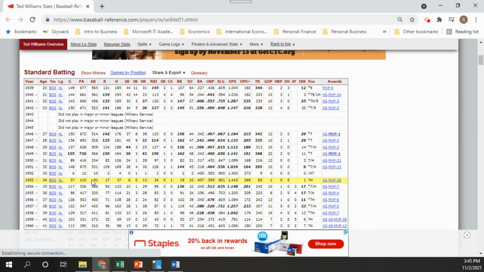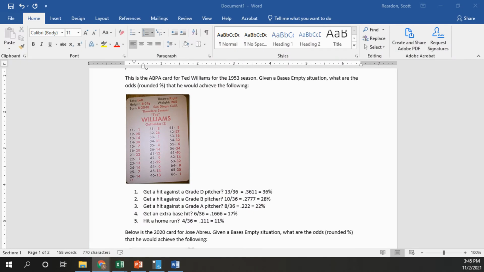13 home runs in 91 at-bats, 110 plate appearances. So he had a home run about every 9 plate appearances. Thus, 1 out of 11, or 11%, are his odds of hitting a home run. Isn't this fun? I just love stats.